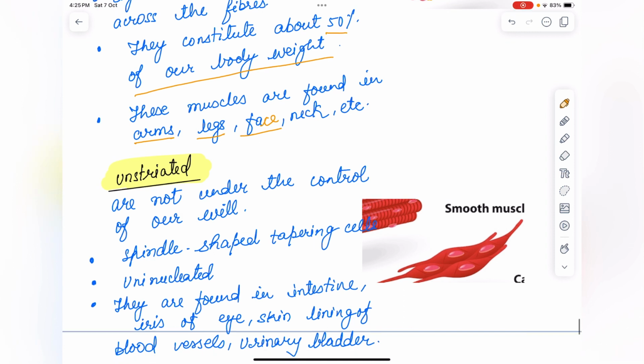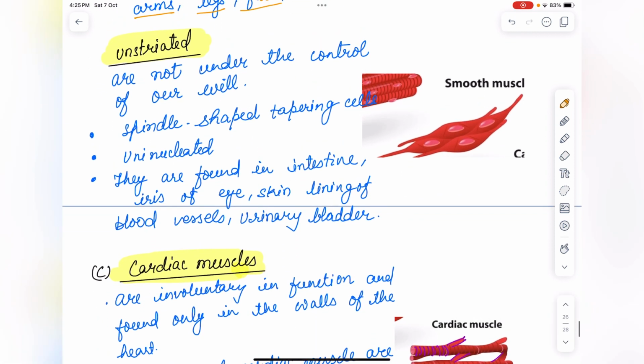Next is unstriated muscles. This unstriated muscle is called involuntary muscle. You can see this is an unstriated muscle. Unstriated क्यों बोल रहे हैं? क्योंकि इसमें डार्क और लाइट बैंड्स प्रेजेंट नहीं है. No striation is present in these cells, and they are not under the control of our will. ये हमारे will में control में नहीं है.